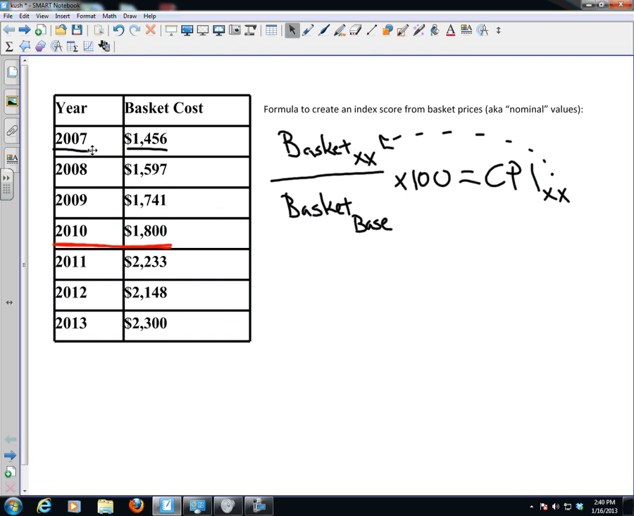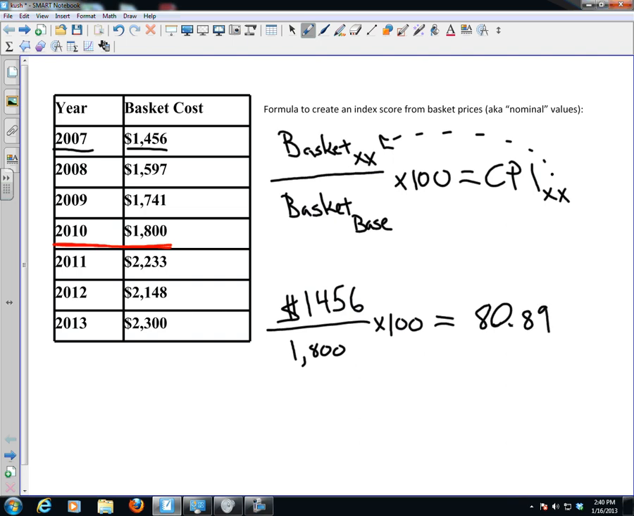All right, so let's go ahead and solve this problem. So our basket price in 2007, as we looked at before, is $1,456. And we're going to divide that by the price of the basket in the base year of $1,800 and multiply that number times 100. The answer that you should get when you calculate this out is 80.89. And that is going to be the CPI score for the year 2007. So we'll do that CPI 07. And that's basically all there is to calculating a CPI score.